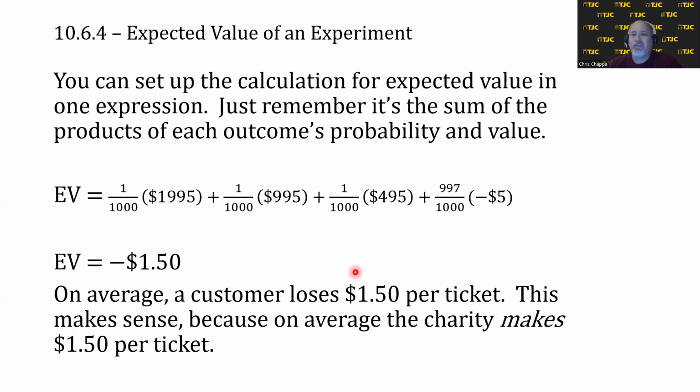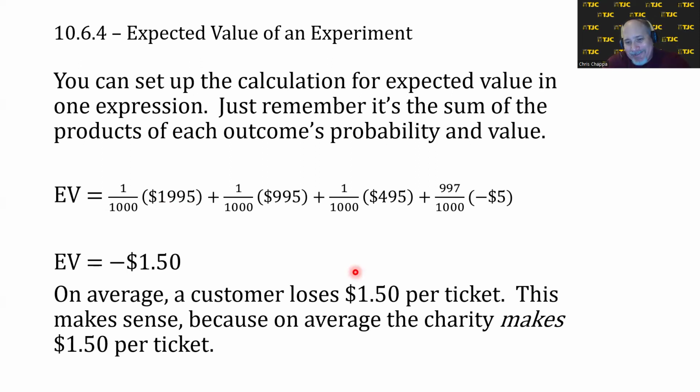So on average, the customer loses $1.50 per ticket. This makes sense because on average, the charity makes $1.50 per ticket. If you're wondering what I mean by on average, think of it this way. What if you bought all the tickets? Let's just talk this out. If I bought all 1,000 tickets, how much am I spending? They were $5 each, 1,000 tickets. I'm spending $5,000. How much will I win?